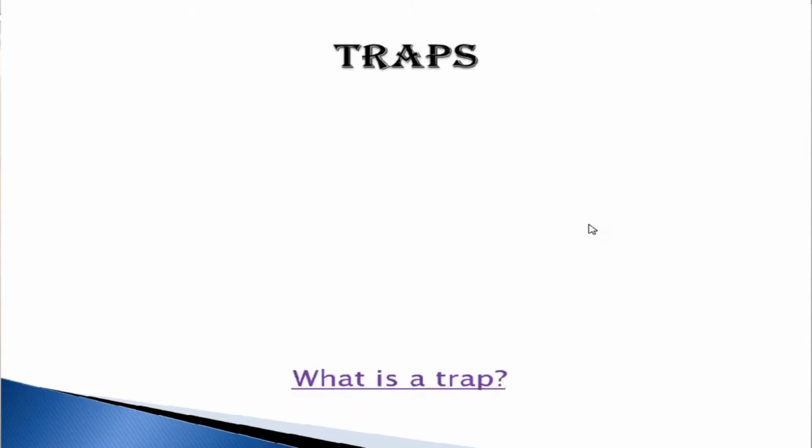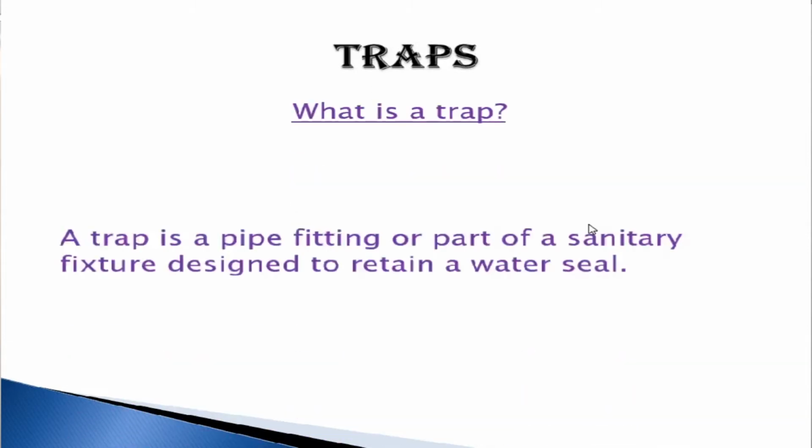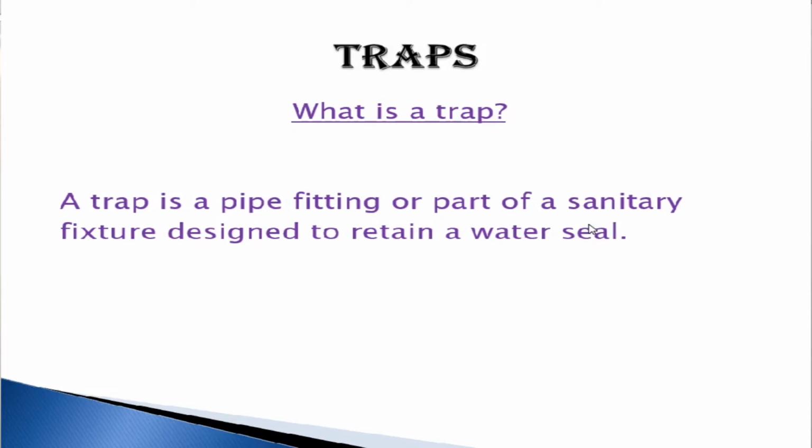Right, now we're going to look at a trap. What is a trap, people? A trap is a fitting or part of a sanitary fitting that is designed to retain water. The most common example of a trap is a water closet at home, your toilet at home. And in that water closet, no matter how many times we flush, there is still water in the pan. And the reason for that is because that is what we call a trap.